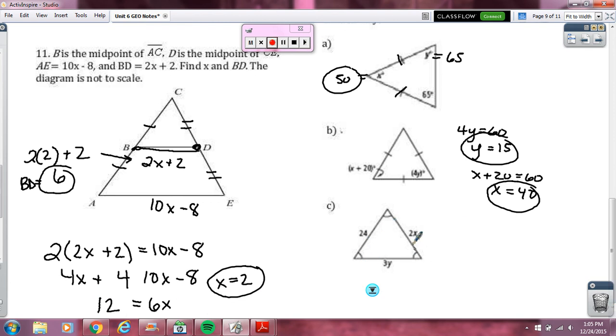Again, these are equiangular, so all the sides have to be the same. Ooh, I don't think there's enough information to solve this one. We can set up an equation. Ooh, yes I can. I can solve it. I'll just have to set up two equations. All these sides are the same. This one's 24, so 2x better also be 24. So x is 12. All the sides are the same, so each one's going to be 24. 24 is equal to 3y, so y equals 8.